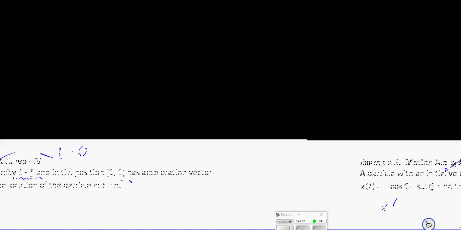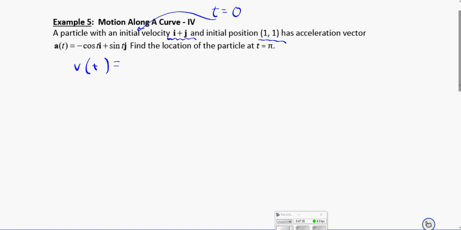So let's see, velocity is going to equal the antiderivative of negative cosine t times i, which is negative sine t plus c, plus negative cosine t, that's the antiderivative of sine, is negative cosine, plus c times j. I integrated the acceleration.